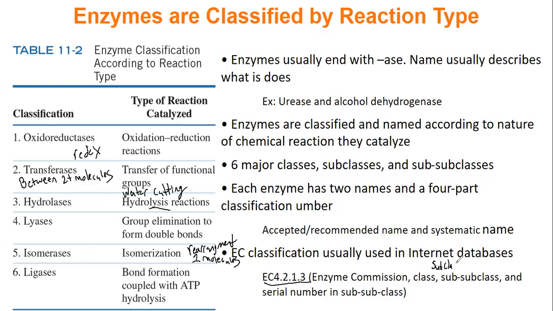Subclass, and then the serial number. So any enzyme you want to look up has a four-digit code. Most people just use the accepted or recommended name. I've never heard anyone talk about an enzyme with its systematic name. Usually that's only used for looking in databases. If you want to look for a specific enzyme, you can look for its systematic name in a database.